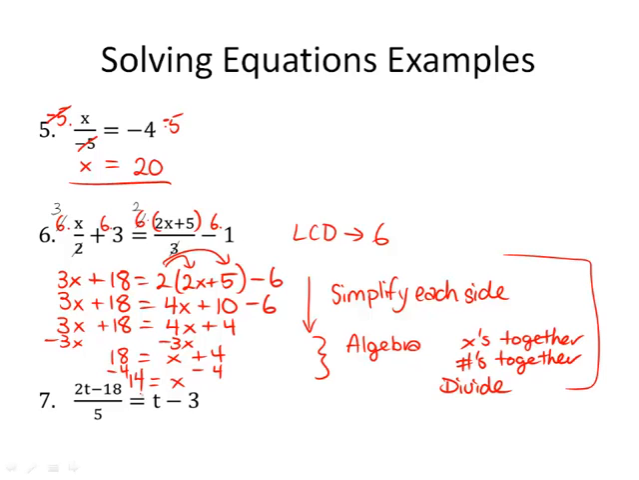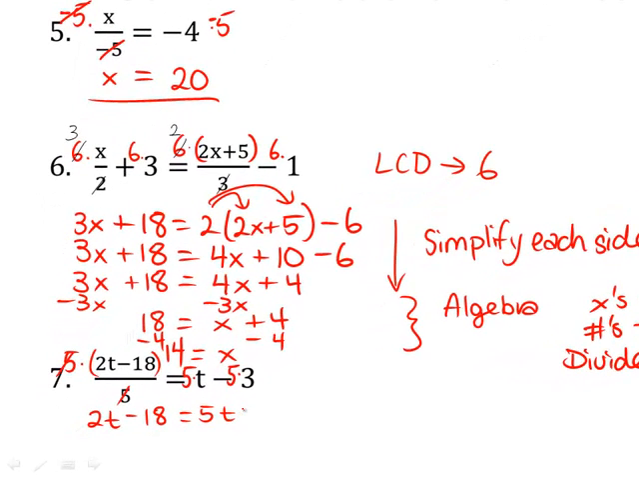Okay, this next one here, we've got a little bit of room. Let's get rid of the fraction. So we've got a denominator of 5, so let's stick things in brackets and multiply every single thing by 5. So here that goes away. We're at 2t minus 18 equals 5t minus 15. Let's get our t's together. Let's bring the 2 to the side of the 5 because 5 is bigger, so minus 2t minus 2t. We get negative 18 is equal to 3t minus 15.